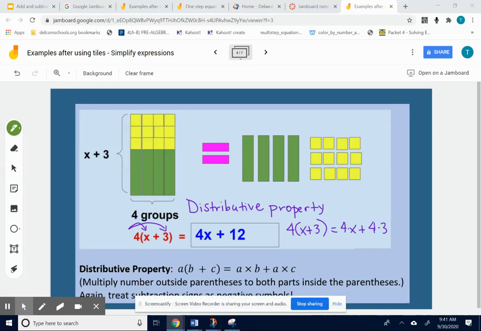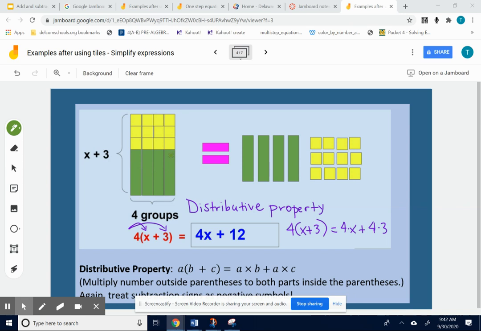Okay, we did this slide in your tile lesson. This is showing you what is called the distributive property. Because what I had here was a great big rectangle, and I had four groups, four columns, and each column, each group, has an X and 3. So what I have here is four groups of X plus 3.